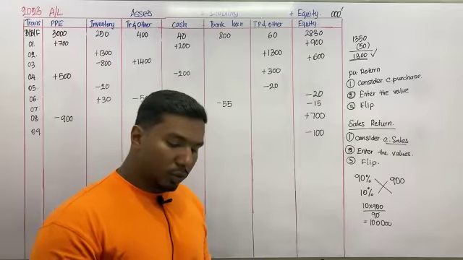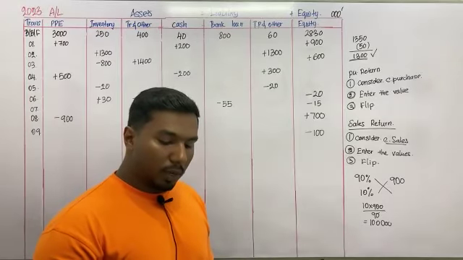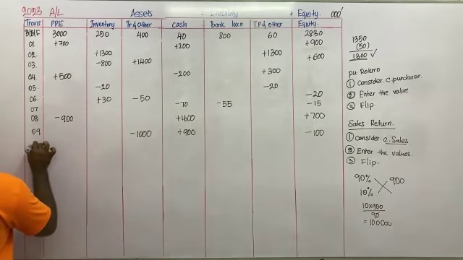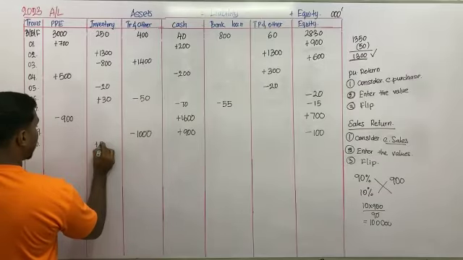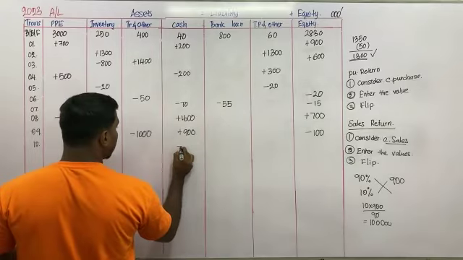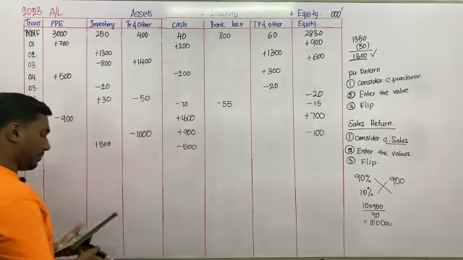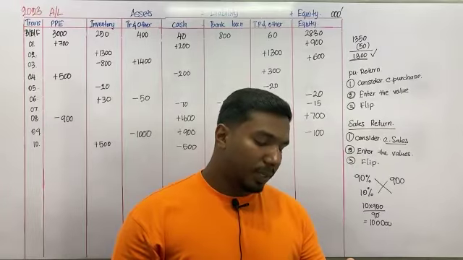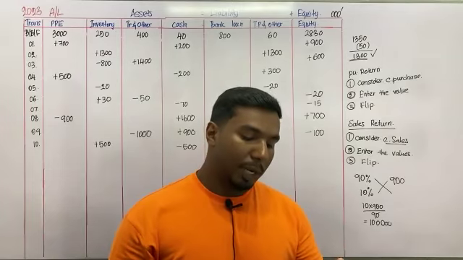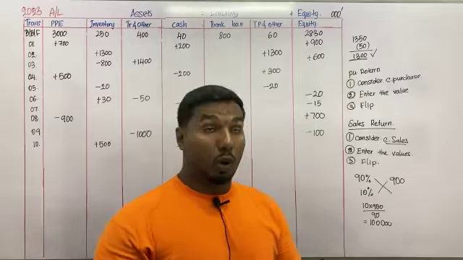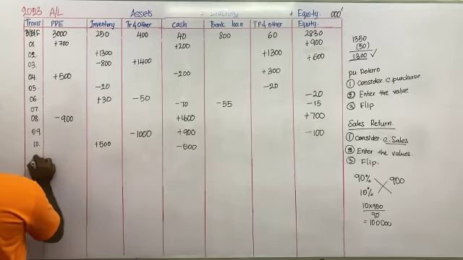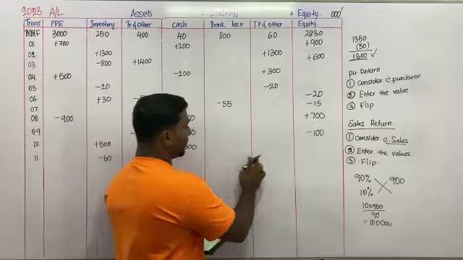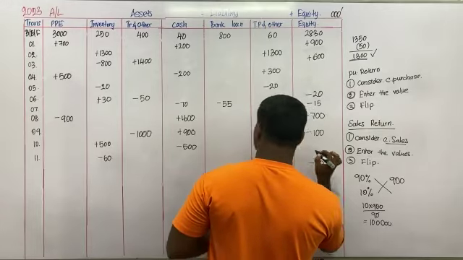Transaction number 10. Goods costing 500,000 were purchased for cash. Okay. Goods purchased for cash, 500,000 increase, 500,000 decrease. Transaction number 11. Goods of the business costing 60,000 were obtained by the owner for his personal use. Drawings. So 60,000 minus, 60,000 minus.